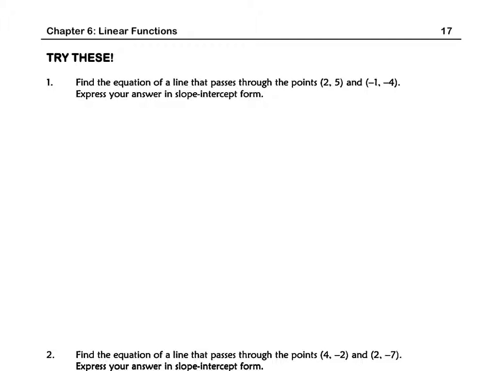Okay, so here's some examples to try. So the first one, you're given 2 points, 2, comma 5 and negative 1, comma negative 4, and you're asked to find the equation of the line that passes through those points and write your answer in slope-intercept form. So the first thing, step 1, is to find your slope, which is negative 4 minus 5, again y2 minus y1 over x2 minus x1, and that gives you negative 9 over negative 3, which is positive 3.